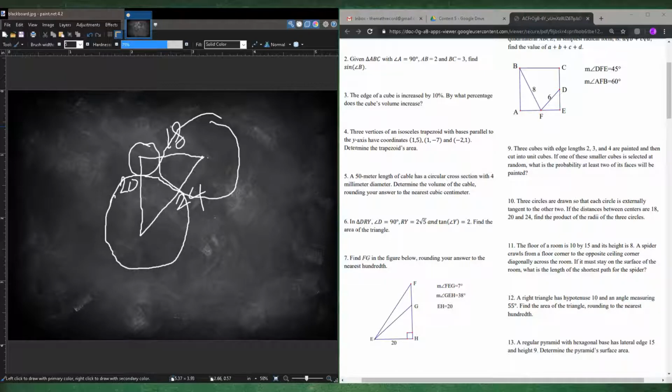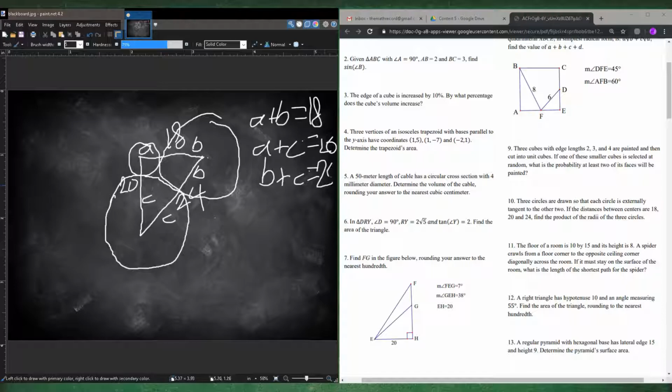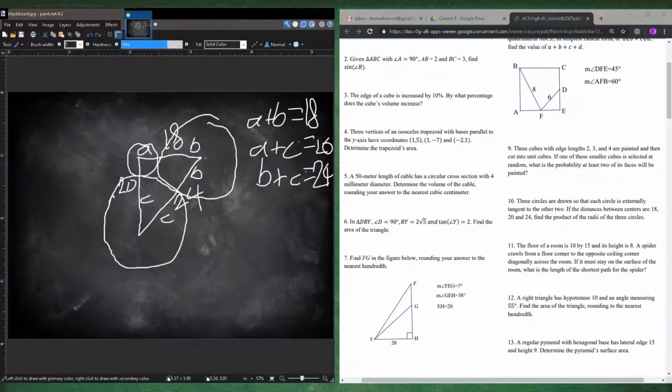So what you need to know is that that's radius x, right? And let's call it A. This is radius A, this is radius B, and this is radius C. So radius B plus C is 24, right? Radius B plus A is equal to 18, and radius A plus C is equal to 20. So A plus B is equal to 18. A plus C is equal to 20, and B plus C is equal to 24. Right?